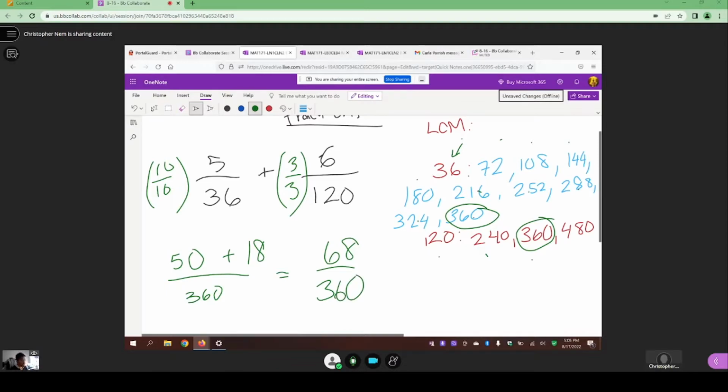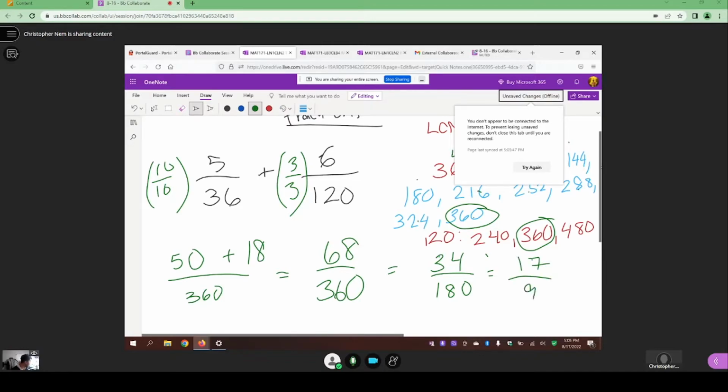Now, you can simplify this. So if you want to simplify it, go ahead. If you simplified it, both the numerator and denominator can be divisible by 4. Is it divisible by 4? I might be wrong. Let's see. I know it's divisible by 2, and I get 34 over 180. And I get 17 over 90. That is what happens when you simplify it fully.